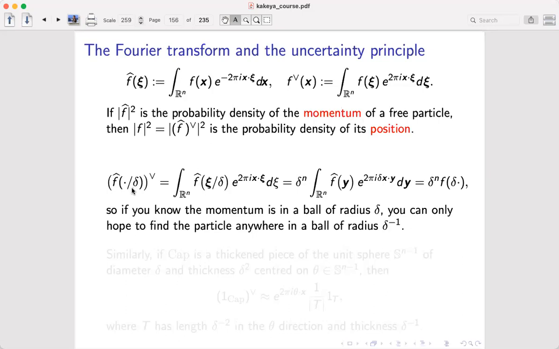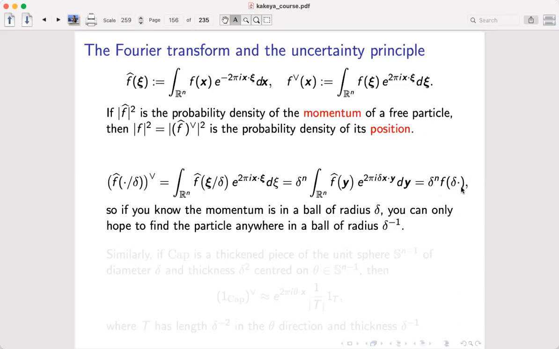And that's just shown by scaling, right? So if you know that the momentum is in a ball of radius delta, so imagine this has support in a unit ball, well then this one is supported in a ball of radius delta. But then when you plug it into the definition, make a change of variables, so say y is equal to psi over delta, well then this Jacobian determinant comes up, so psi is equal to y delta. So you should have y delta here, you can move it over here, and then that's just this, right? I'm sure you've seen all this before.